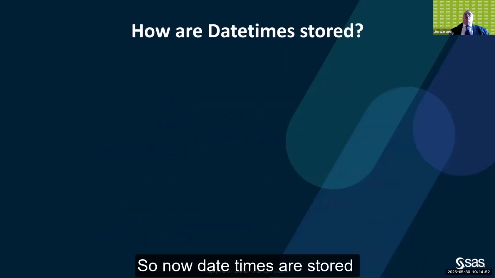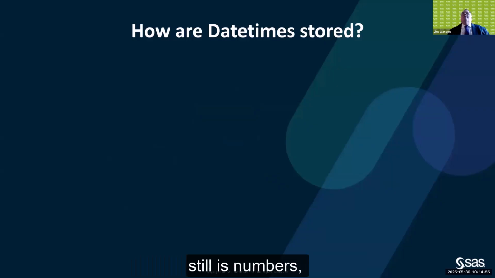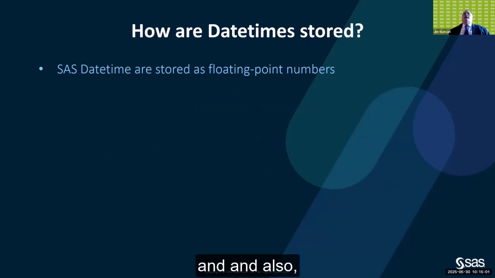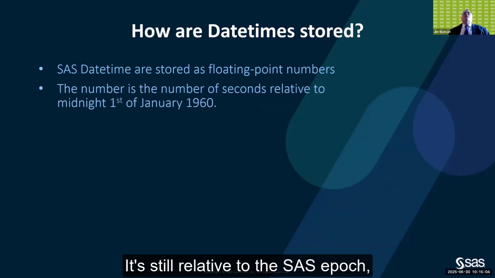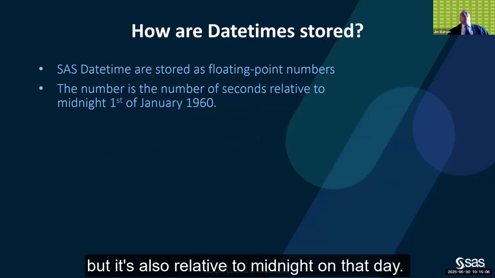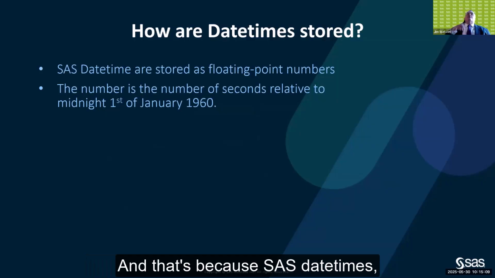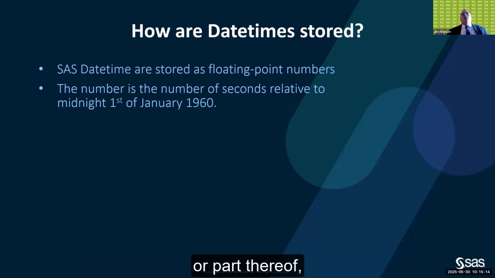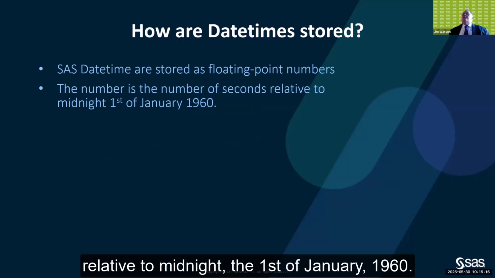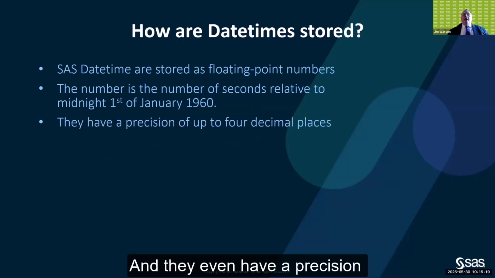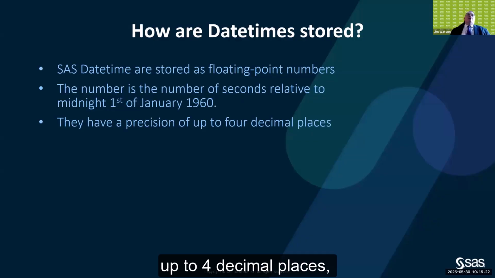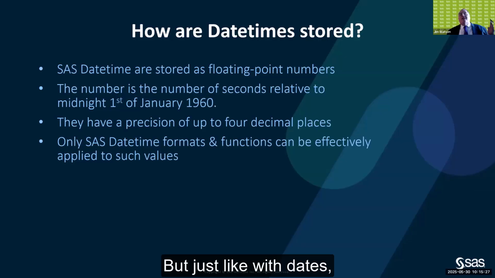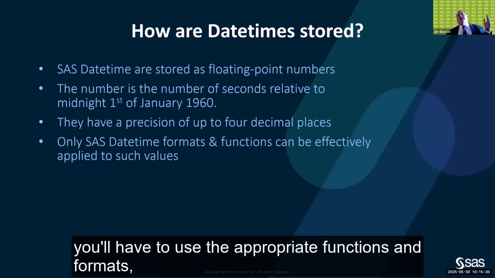So now datetimes are stored in a slightly more complex way, still as numbers, but these are real numbers, otherwise known as floating point numbers. And also what they represent is different. It's still relative to the SAS epoch, but it's also relative to midnight on that day. That's because SAS datetimes, as well as times, are actually stored as a number of seconds, or part thereof, relative to midnight, the 1st of January 1960. And they even have a precision up to 4 decimal places, so they can store accurately up to 1/10,000th of a second. But just like with dates, you have to use the appropriate functions and formats.